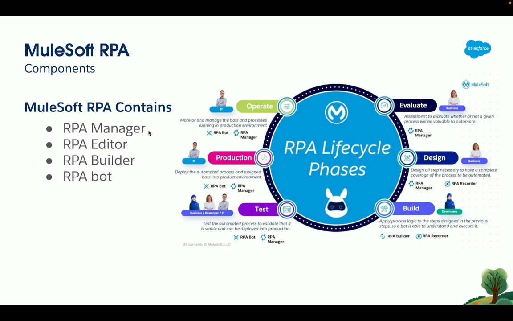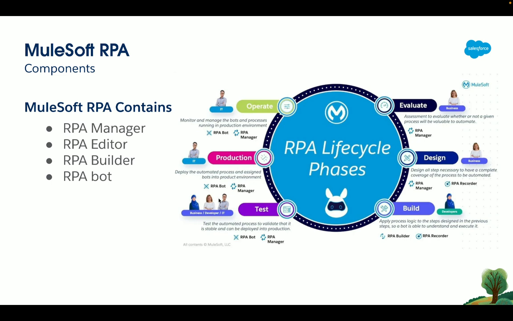We can directly design that RPA bot processes in your RPA Manager, or else we can record it by using RPA Editor. Then, once we have designed it, we then move it to the build phase. In the build phase, we will have the actual logic of that RPA bot processes. Once we have successfully built it up, we then move to the test phase where we test the RPA bot processes.